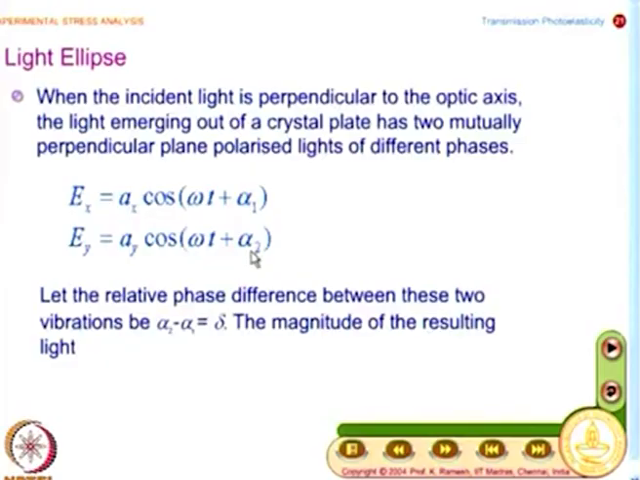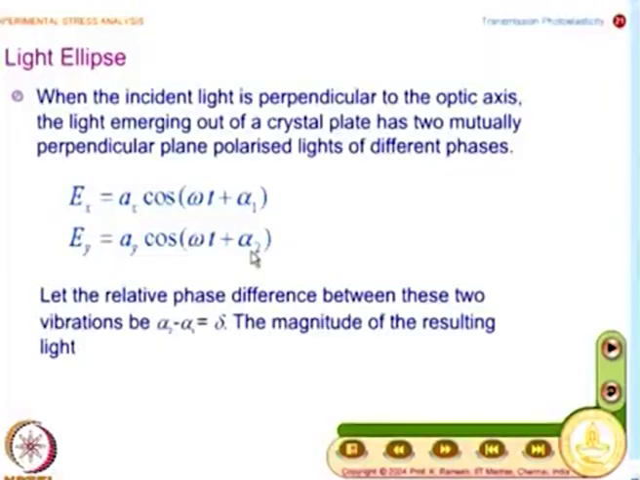What you will find in photoelasticity literature is, more than the absolute phase, it is the relative retardation that is very important. So, keeping this idea in mind, we would also go back and recast the equation. That is what we will do later. So, we will look at the relative phase difference between these two vibrations, label that as delta, and delta is nothing but alpha 2 minus alpha 1. So, it is the relative phase difference that is very important.